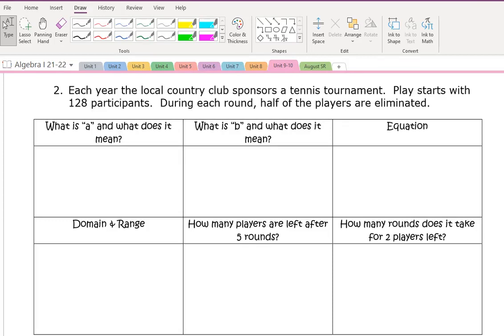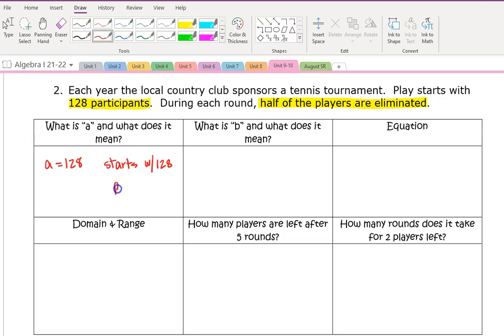Each year the local country club sponsors a tennis tournament. Play starts with 128 participants, and during each round half of the players are eliminated. So what is A and what does it mean? Remember, what did we start with? So in this case we would say A is 128, because it starts with 128.